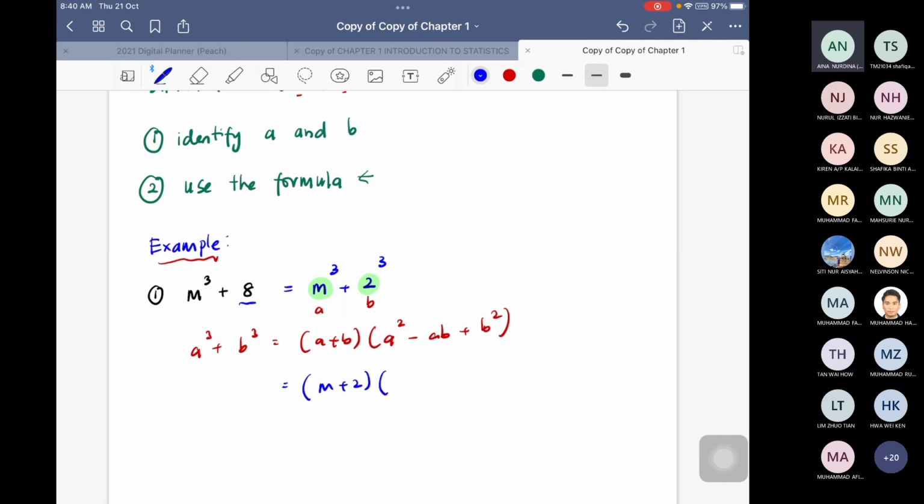So, my A square, A sama dengan M, so A square is going to be equivalent to M square. And tolak AB. So, darablah 2 dengan M, I'm going to get 2M. And my B value adalah sama dengan 2, so B square adalah bersamaan dengan 4. So, that is going to be our factorization. Okay, so that is going to be in term of summation of cubes.